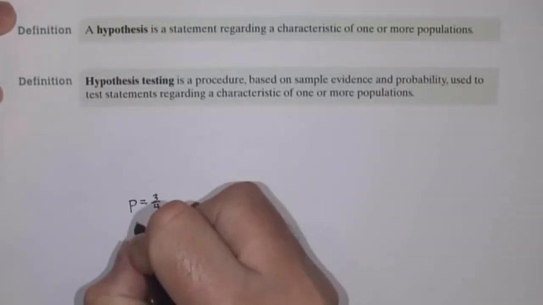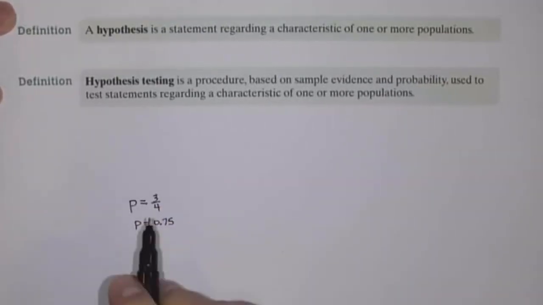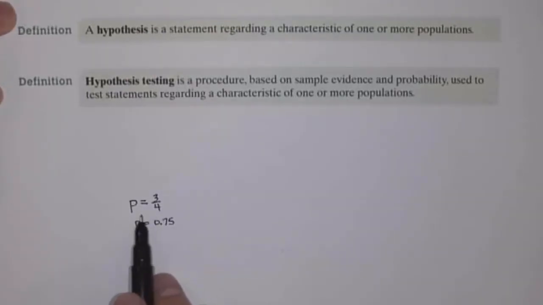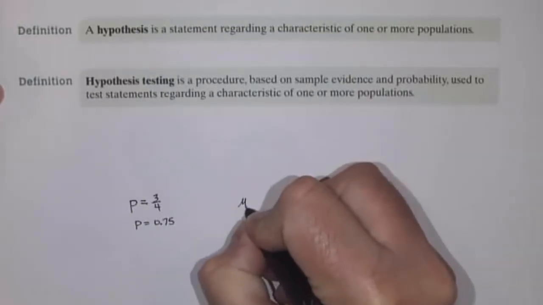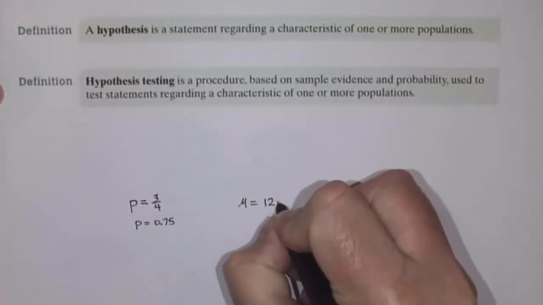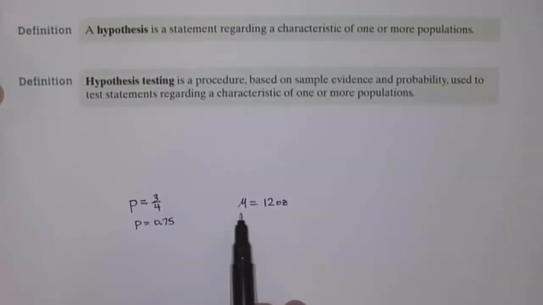Or we might write that in decimal form. P equals 0.75. So why is this supposed to be true? Because the commercial's saying that it's true. So that's the hypothesis. Or maybe we're thinking more in terms of a can of soda. So a can of soda is supposed to have 12 ounces of the beverage in it. So on average, there's supposed to be 12 ounces of soda in the can. So our hypothesis would be that mu equals 12 ounces.